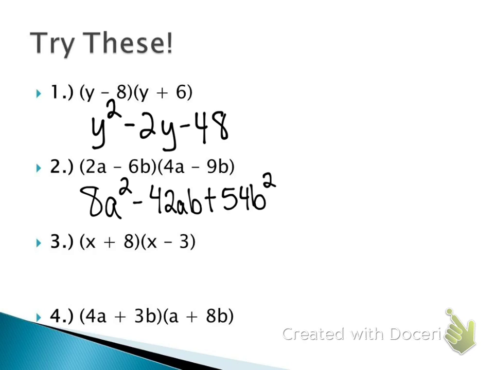Natalie? I think you're very close. What sign should we have on that 5x? Good. So we would end up with a positive 8x and a negative 3x. So overall, that would be a positive 5x. And then, yes, a minus 24 or negative 24 on the end. Questions about number 3?